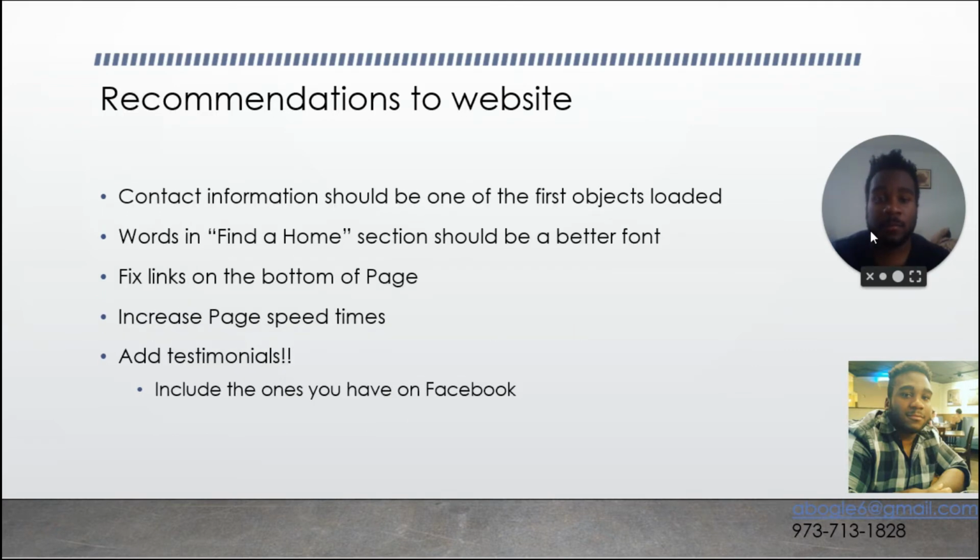And then to the website. I just told them the contact information should be the first objects to load. The words "find a home" section should be in a better font. I just didn't like that font. And then you can add your own personal touches to it. You can just say, oh, I personally just didn't like that, and you can add your own opinion, add your own value into it, just as long as it actually does help the customer. Don't just say, oh, I just don't like real estate, because then that just doesn't help the client with anything at all.